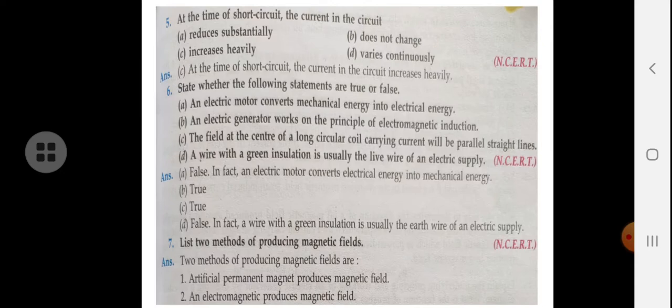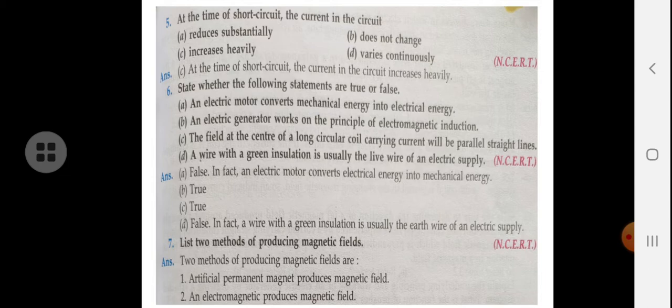Question number 5. At the time of short circuit, the current in the circuit increases heavily, because in a short circuit the circuit becomes short. The red and black wire, meaning the live wire and neutral wire, get connected directly, due to which the length of the path decreases, resistance decreases, and the amount of current increases heavily.